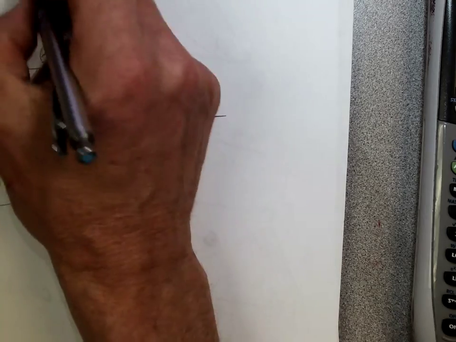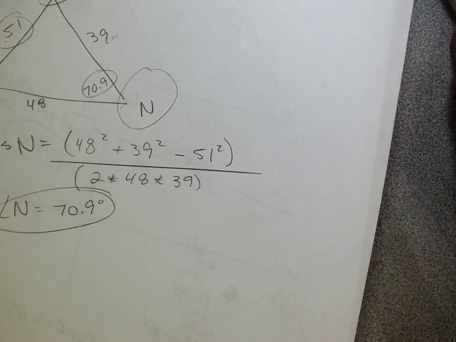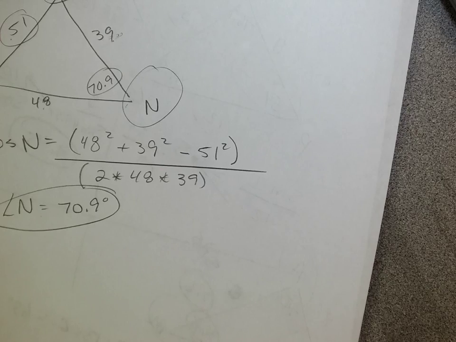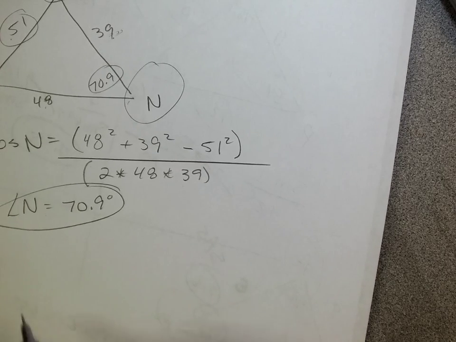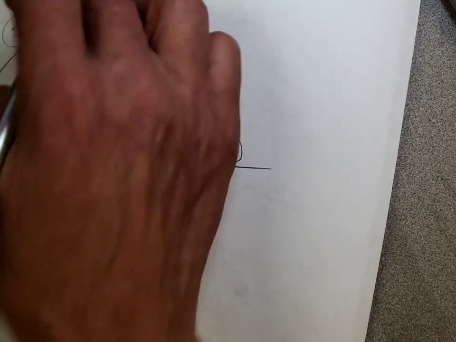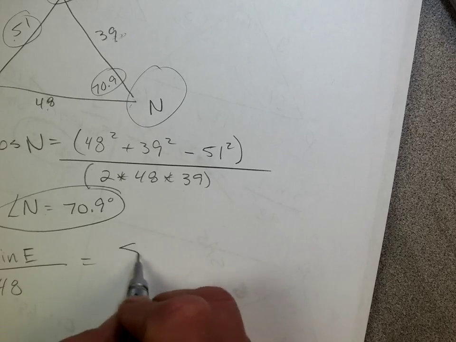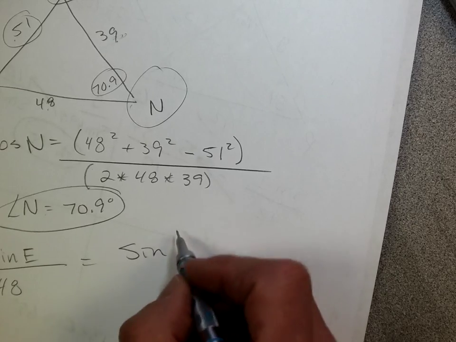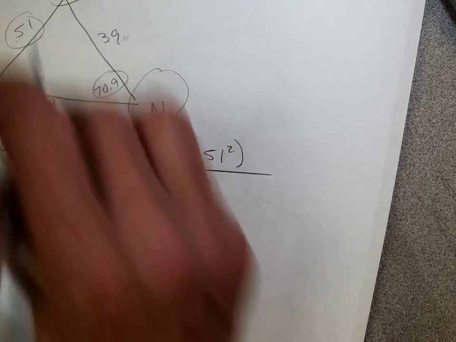So how about angle E? Just do the law of sines, it's easier, right? How about law of sines then, okay? It's easy. Okay, I'll do law of sines. So we'll go sine of E over its opposite side, right? Equals sine of 70.9 over 51, okay?